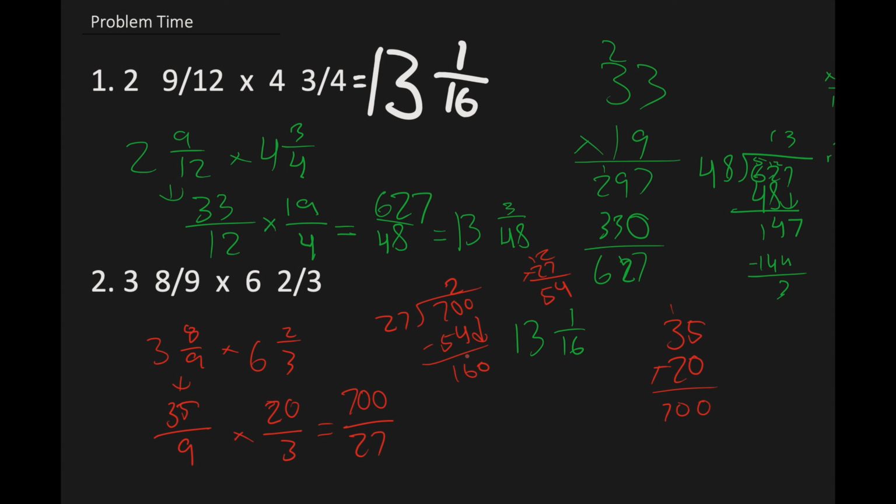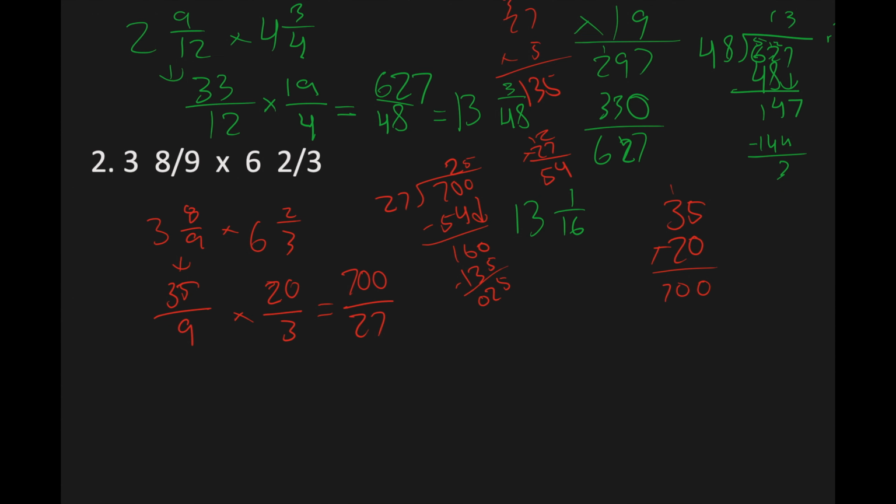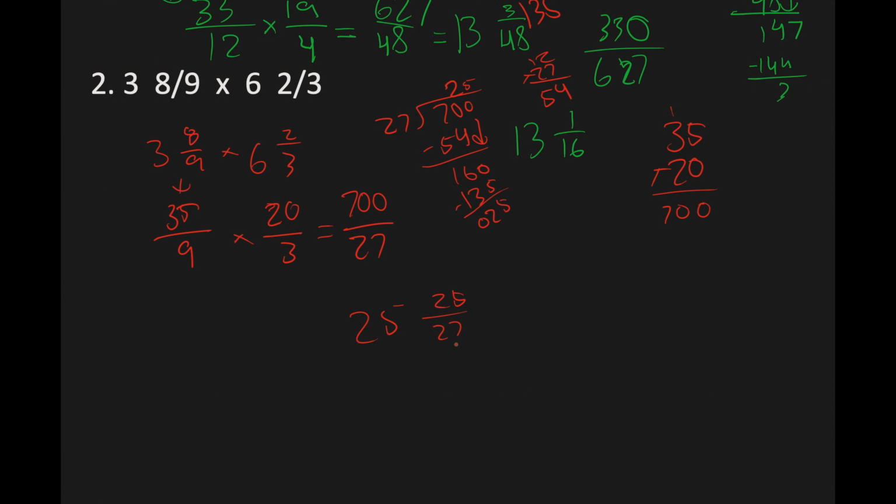27 goes in there how many times? I think 5, maybe 5. 27 times 5, so this is a lot of work, right? But it is effective. 5 times 27 is 135. So we have 25, remainder 25. You keep getting stuff like that. Our answer here is 25 and 25/27. Okay, and since 27 is not reducible with 25, that's our answer.